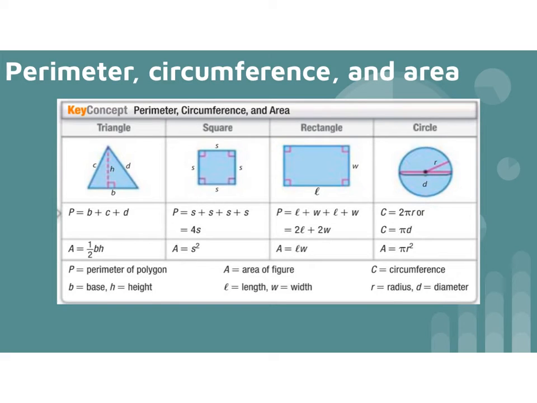And you know a circle is 2 pi r, or 2 times the diameter is the circumference. The area is pi r squared.